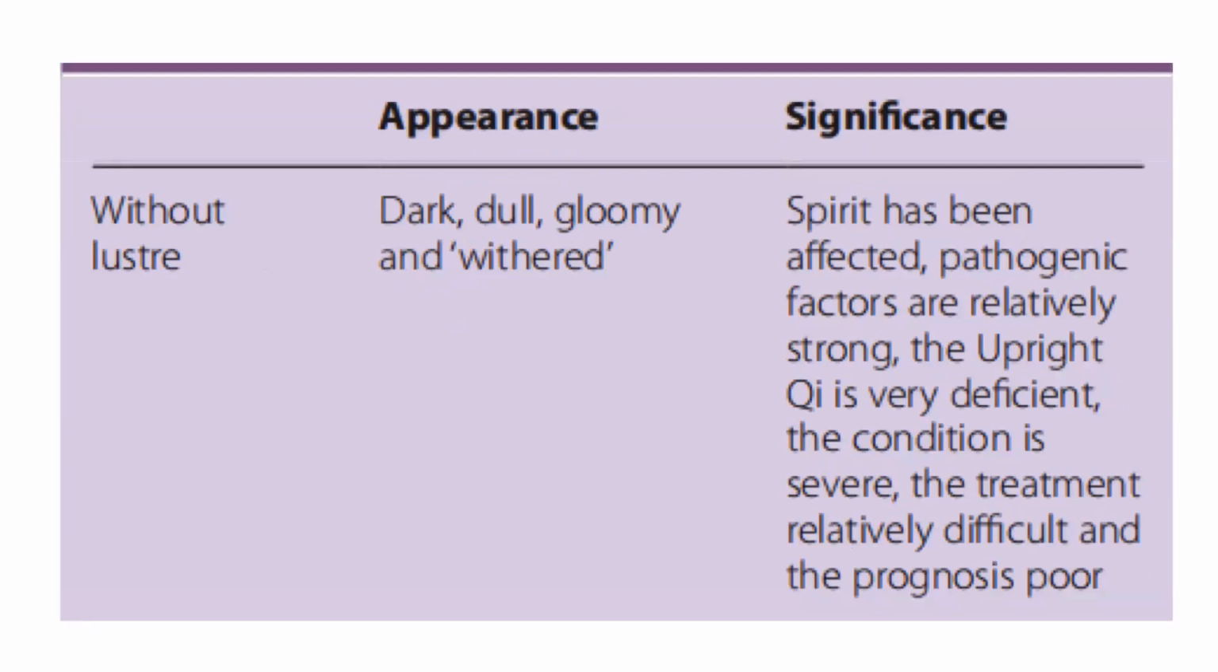Without luster, it appears dark, dull, gloomy, and withered. It indicates that the spirit has been affected. Pathogenic factors are relatively strong. The upright chi is very deficient. The condition is severe. The treatment is relatively difficult, and the prognosis is poor.